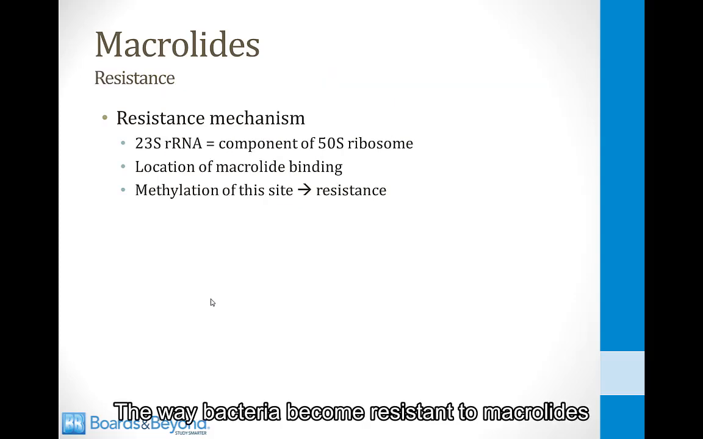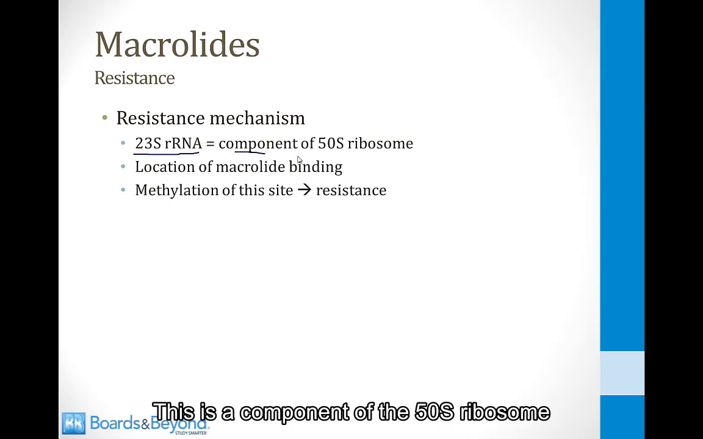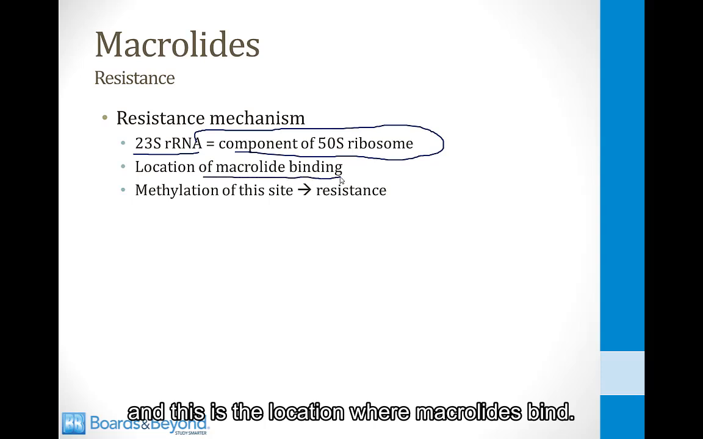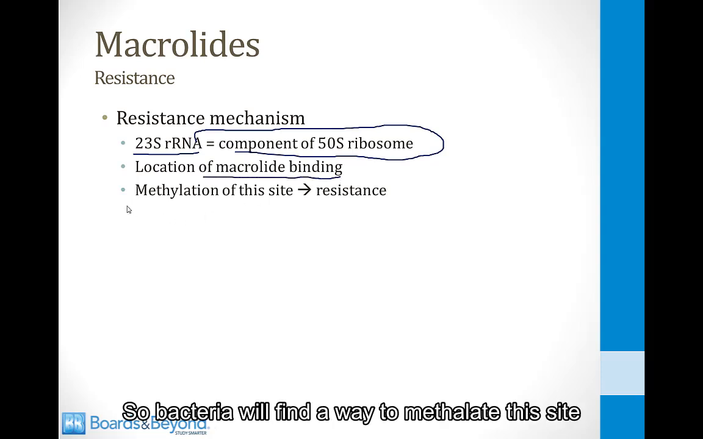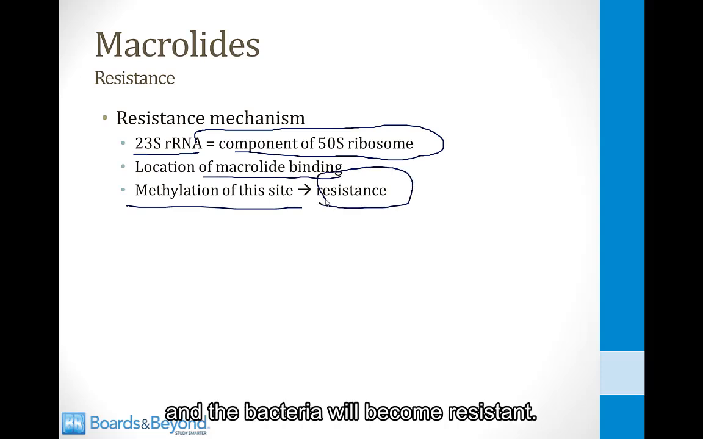The way bacteria become resistant to macrolides is they alter something called the 23S rRNA. This is a component of the 50S ribosome, and this is the location where macrolides bind. So bacteria will find a way to methylate this site, and then the macrolide won't bind and the bacteria will become resistant.